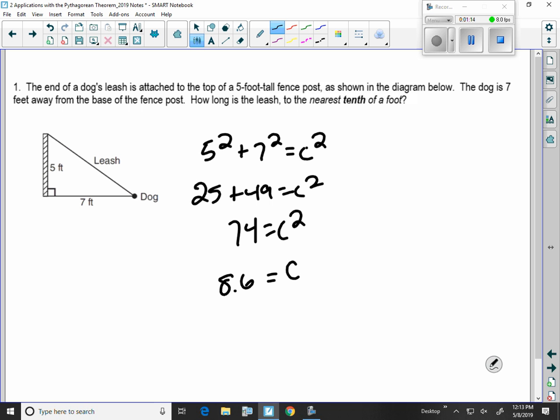Now, when we work these out, do you think I'm fine with you just leaving 8.6? No. What do you have to put with that 8.6? What it means. Feet. Okay, you have to put a label on there. So that tells us the leash is 8.6 feet. No, you just got to put the label on there.